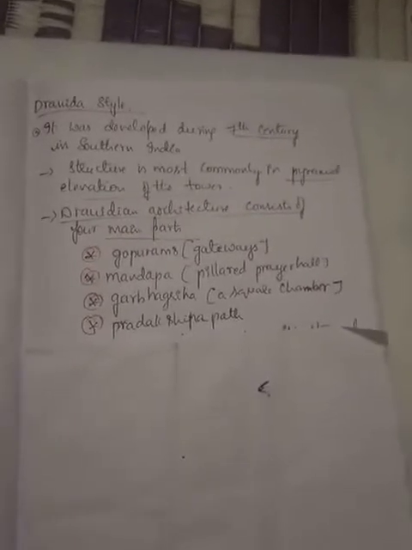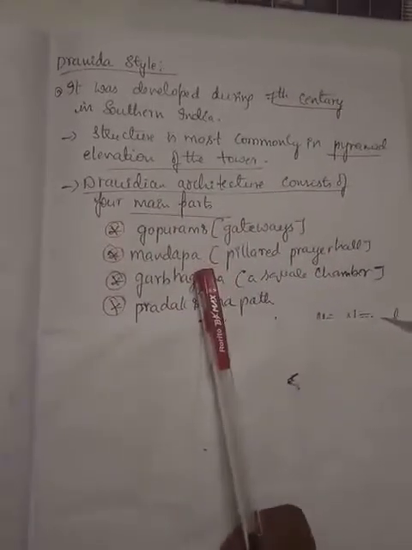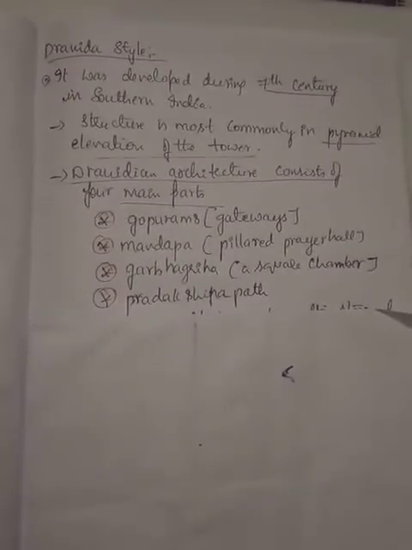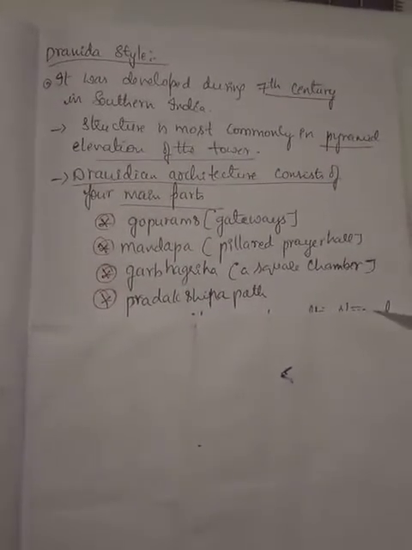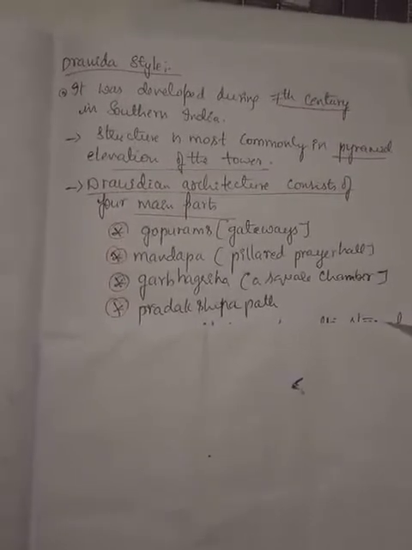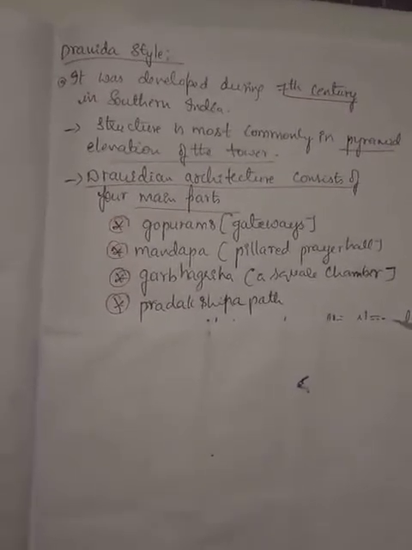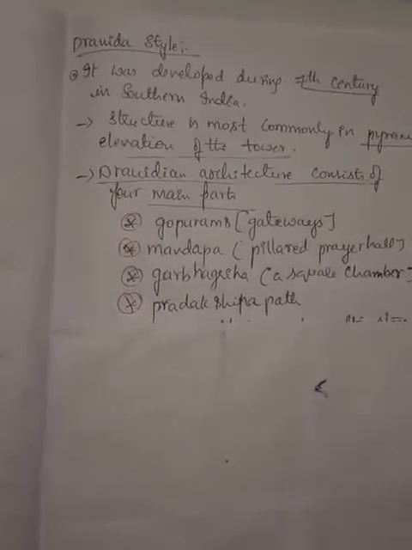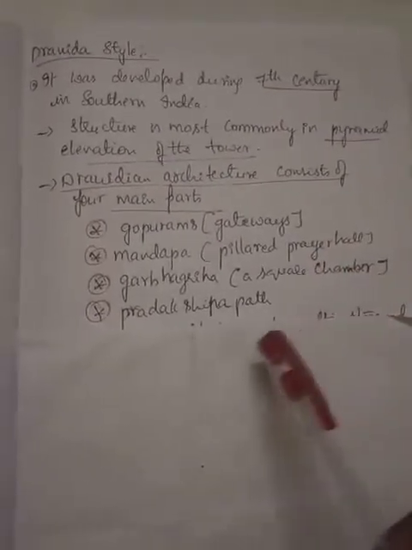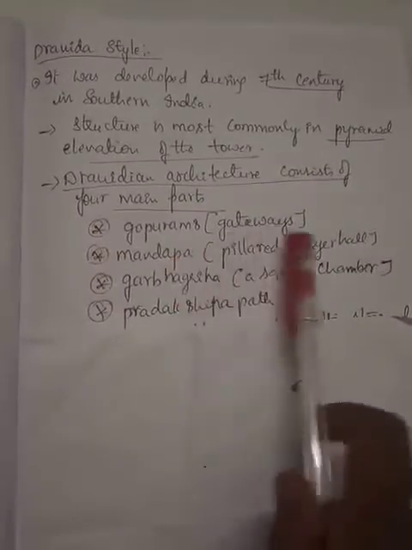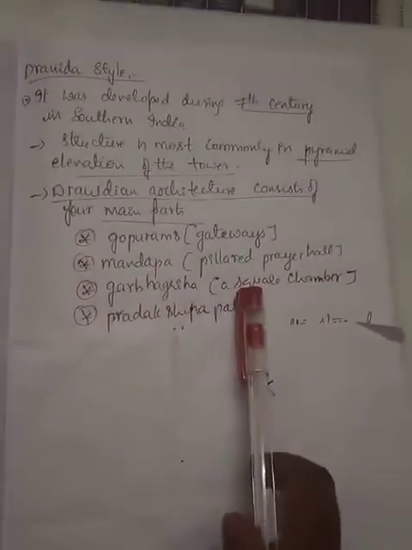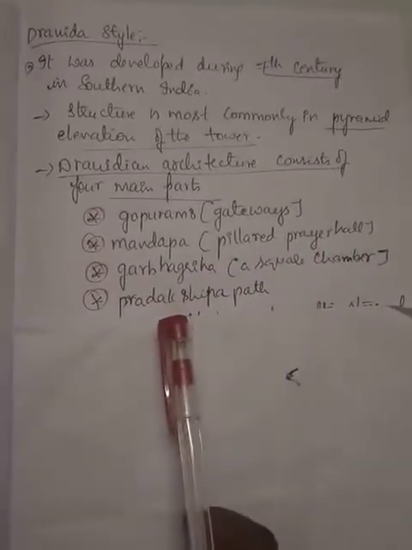The outermost structure of the temple will be in the shape of a pyramid. Next, Dravidian architecture consists of four main parts. In Nagara style, it consists of two. One is the main shrine and its adjoining building, that is Mandapa. One is the main shrine and the Mandapa. Whereas in the Dravidian style, it consists of four main parts. What are they? Gopuram or the gateway, Mandapa, the pillared prayer hall, Garbhagruha, a square chamber, and Pradakshina path.